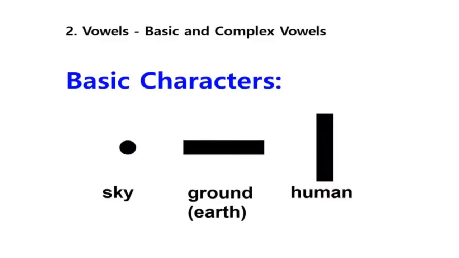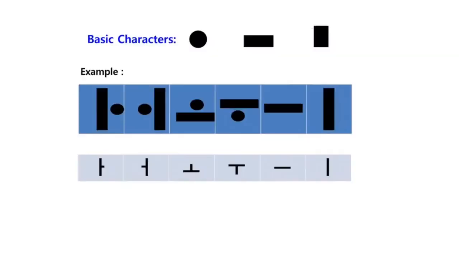Look at this. He made basic vowel characters like this. The vowels were modeled after the round shape of the sky, the flat shape of the ground or earth, and the shape of the person standing. These three basic characters were combined to form letters. Then, how did he combine them? Look at this example. He combined them like this.